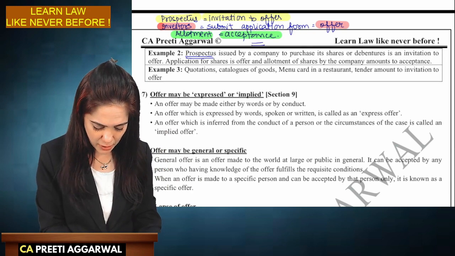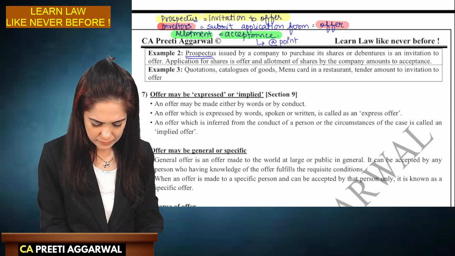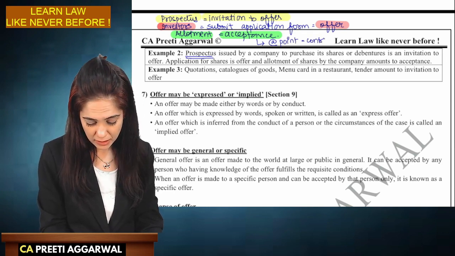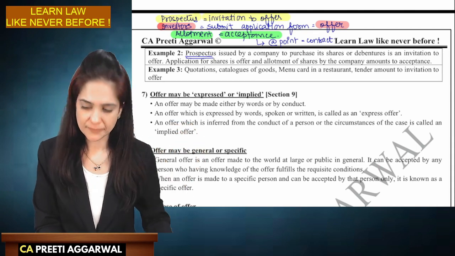It is at this point that a contract is made. Now the company has allotted shares to you. You will have to pay for those shares.